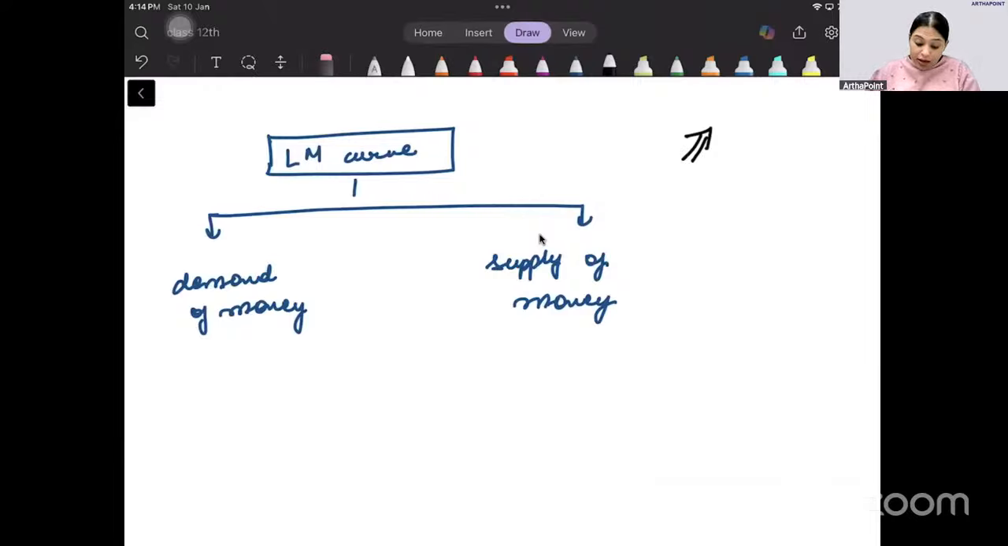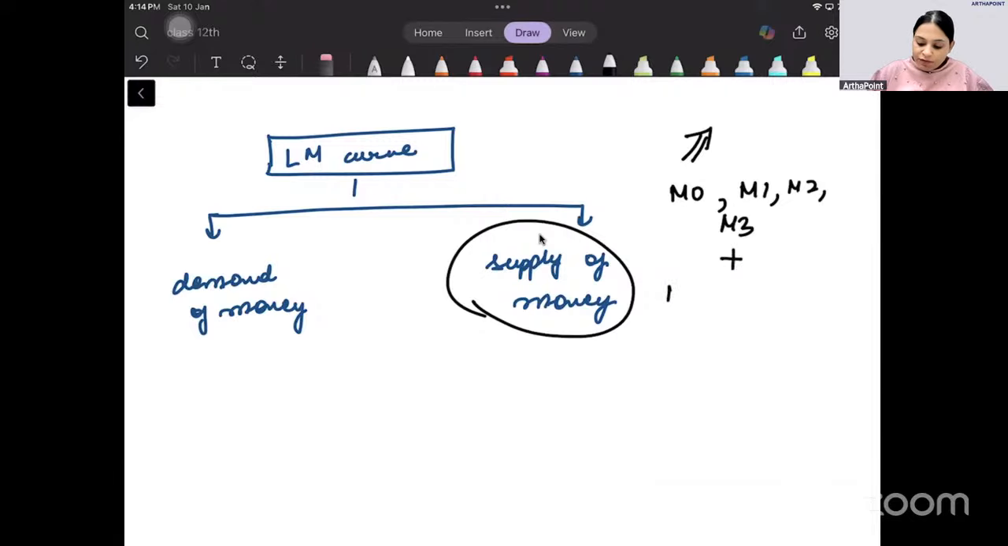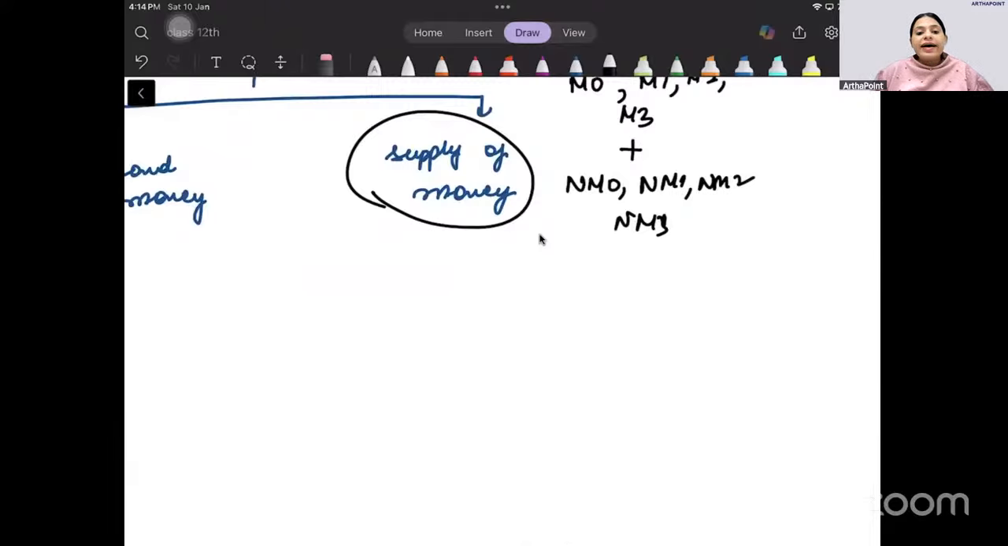Okay. Now, in the LM curve, we want to talk about the supply of money. So as I said, all of you will understand what is M0, M1, M2, M3. What is NM0, NM1, NM2, NM3. You have to know all of this. Now we come to supply of money, that we understand that the central bank controls the supply of money, right?